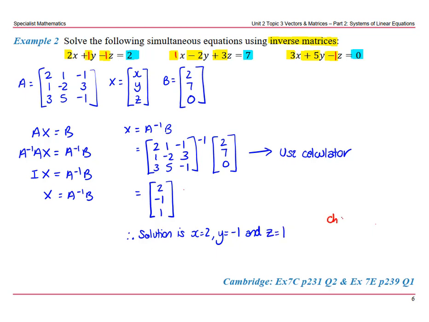Now check your answer. It is very easy, even when you're using a calculator, to forget to put the inverse to the -1, for example. Okay, so always check. So go back to your original equations, go 2 times 2 is 4. 4 minus 1 is 3. 3 minus 1 is 2. So yes, that's worked. And just work your way across.